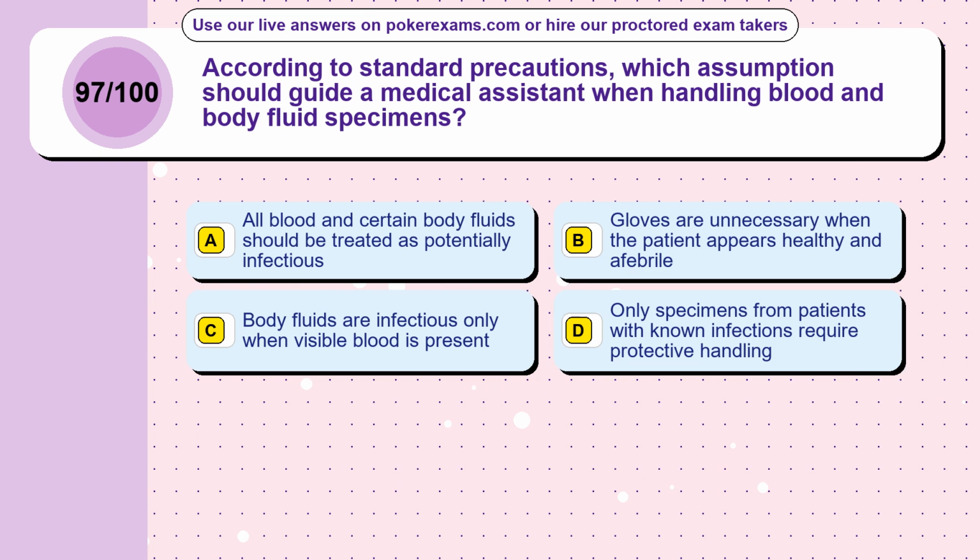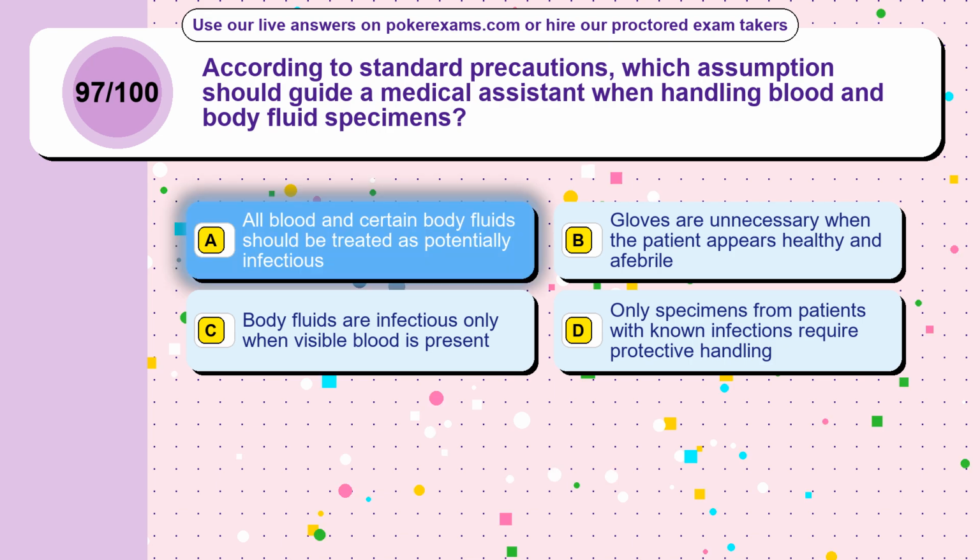Question 97. According to standard precautions, which assumption should guide a medical assistant when handling blood and body fluid specimens? Option A. All blood and certain body fluids should be treated as potentially infectious. Option B. Gloves are unnecessary when the patient appears healthy and afebrile. Option C. Body fluids are infectious only when visible blood is present. Option D. Only specimens from patients with known infections require protective handling.